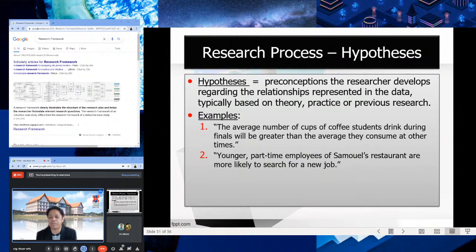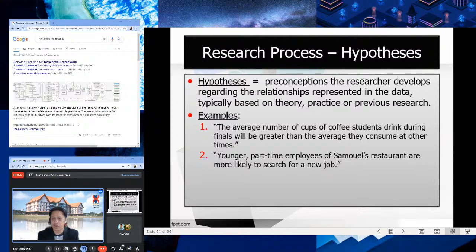For example, from the slide, this is the way we write the hypothesis. The average number of cups of coffee drunk during finals will be greater than the average they consume at another time. What is the question? We need proof. How can we come up with this conclusion? It's not proven yet without the experiment, without the data that we analyze to support our hypothesis. So it's still a hypothesis.